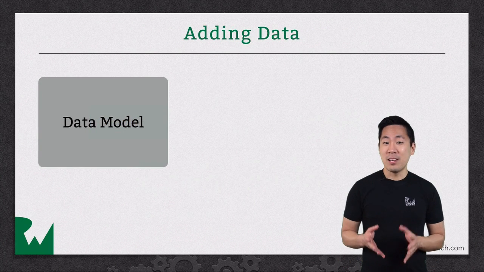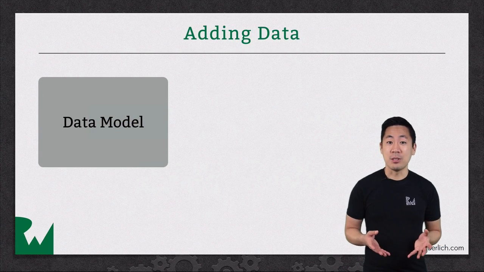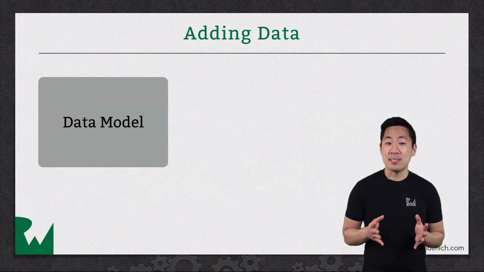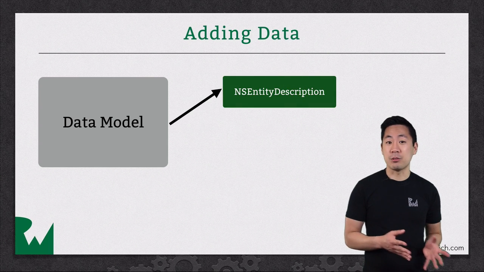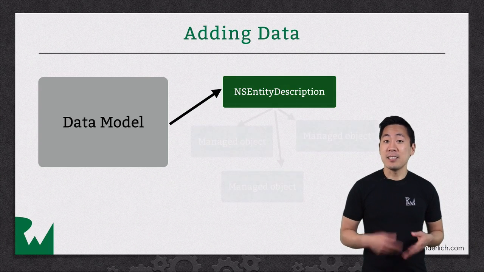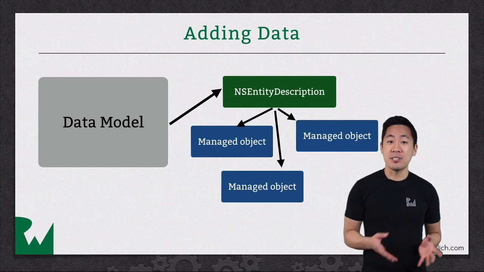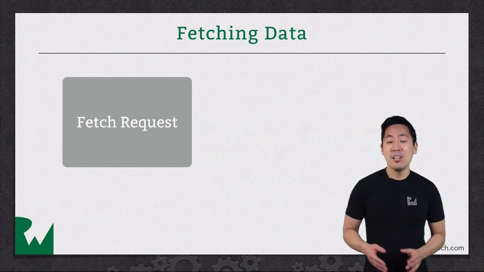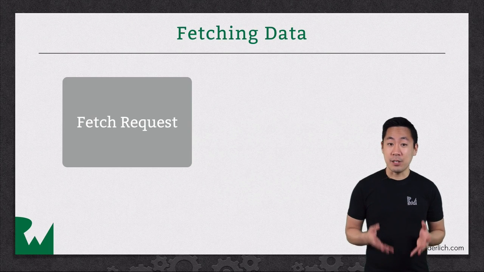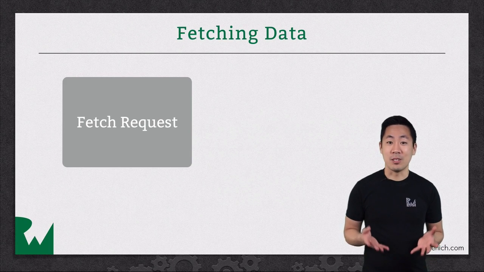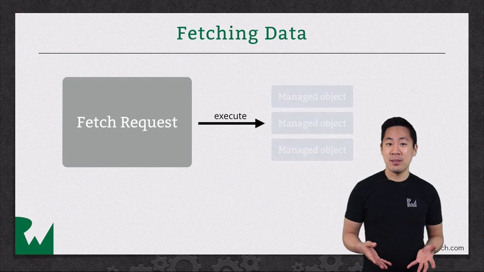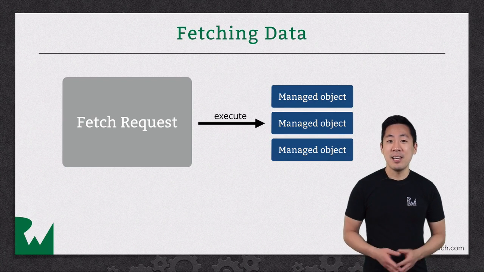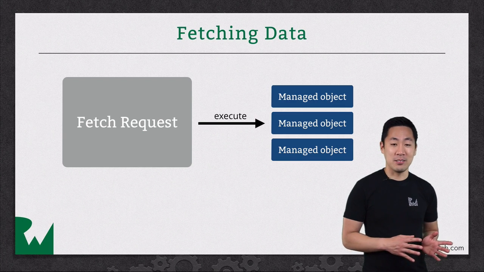As you'll see in the demo, adding and fetching records is pretty simple once you have your data model set up. To add data, you first need to access the entity description, which comes from your data model. Then you create instances of NSManagedObject based on that entity and start filling in your data. To fetch data, you need to create an instance of NSFetchRequest saying what kind of entity you want to fetch, and then you execute it. There are many options for searching and sorting that you can apply to a fetch request, and you'll see some of those in later videos.